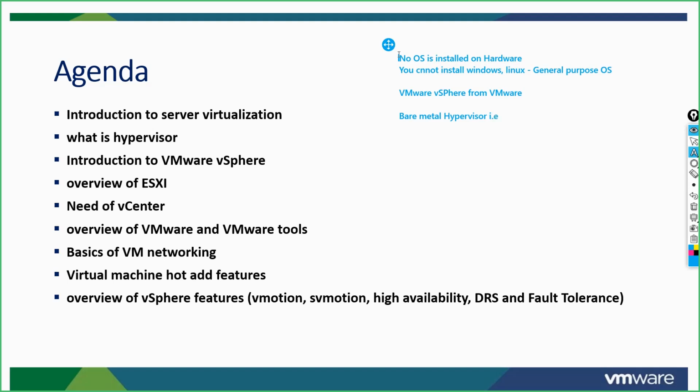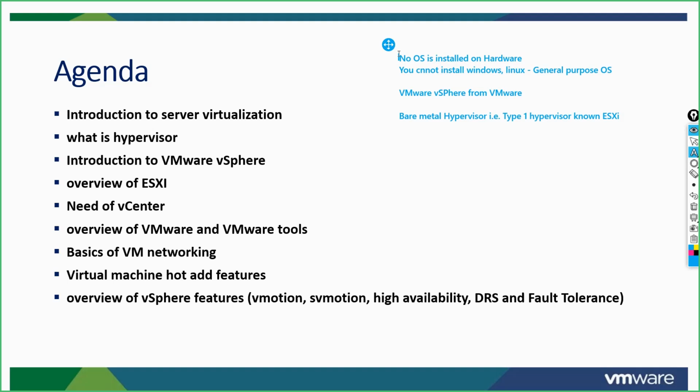That is a type 1 hypervisor. A bare metal hypervisor, or type 1 hypervisor, is nothing but an operating system dedicated for virtualization. In VMware, it is ESXi. In Oracle it will have a different name, and in Microsoft a different name, but over here in VMware, it is called ESXi.